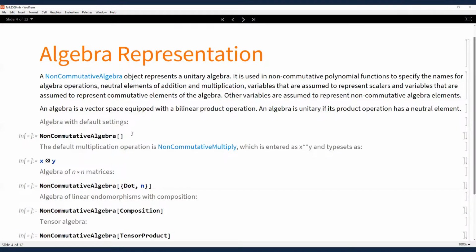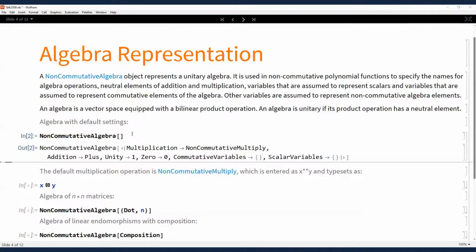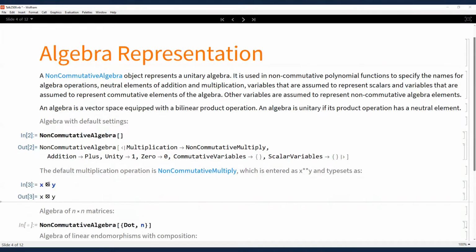So let us create an algebra with default settings. We don't need to give any arguments to NonCommutativeAlgebra. And we got an algebra with multiplication given by NonCommutativeMultiply, addition given by Plus, unity represented by 1, 0 represented by 0, no commutative variables, no scalar variables. So the default multiplication operation is NonCommutativeMultiply, which is entered as 2 asterisks. So x NonCommutativeMultiply y is entered like this, and is typeset as this sign.